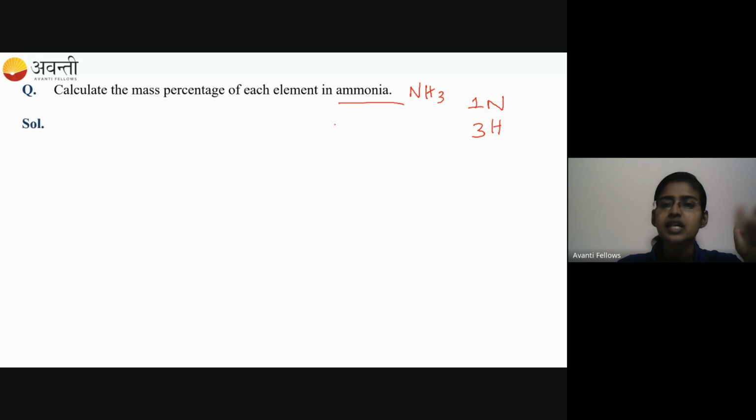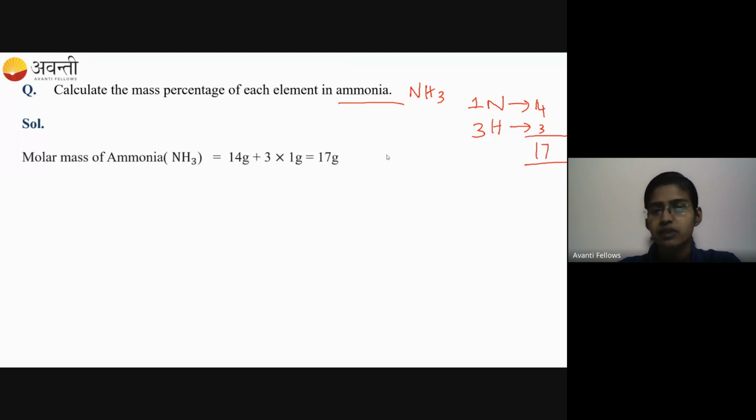Okay. So for that, what is the formula that we have to use? Mass percentage formula is equal to the mass of that element divided by the molar mass. So we need molar mass to solve this question. What is the molar mass of ammonia? Can anyone give me the molar mass of ammonia? We have 1 nitrogen. So for 1 nitrogen, it is 1 into 14. And for 3 hydrogen, it is 3 into 1. So the molar mass of ammonia is 17 gram. Very good, Hashira. It is 17.